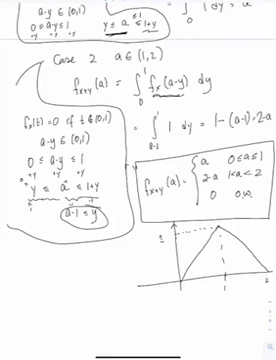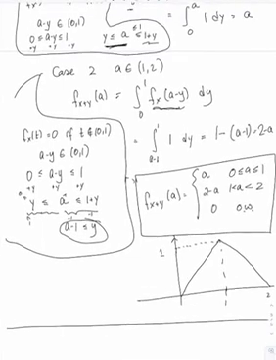You can also talk about what happens when you have more than 2 independent uniform random variables that you're adding up. You can take a look at that in the book.